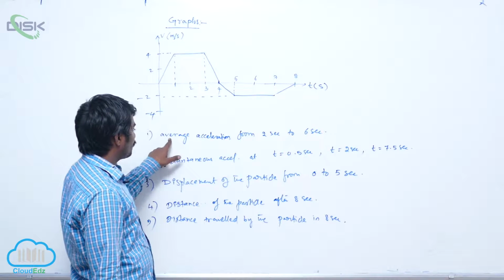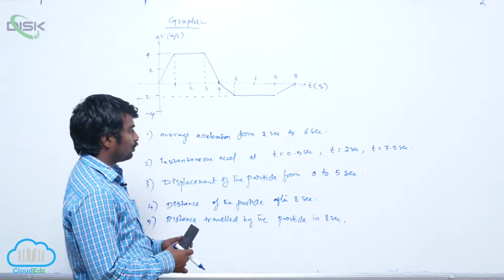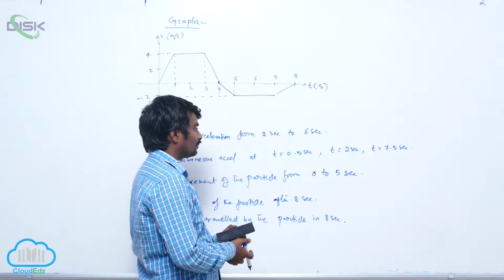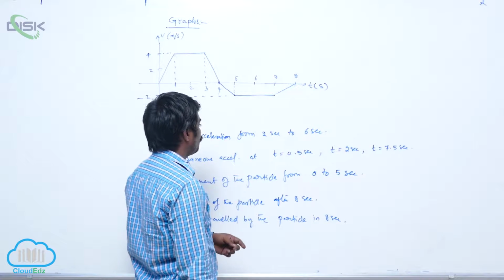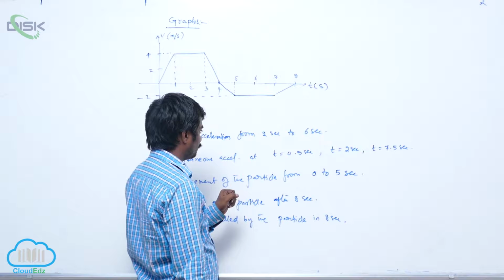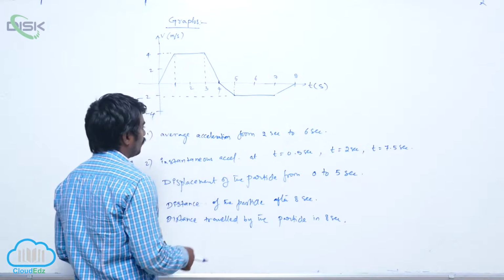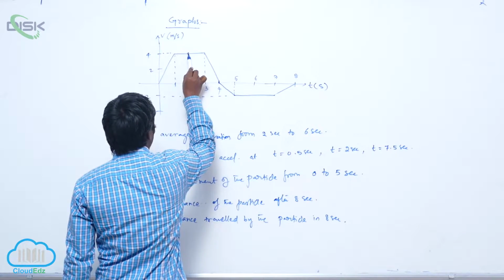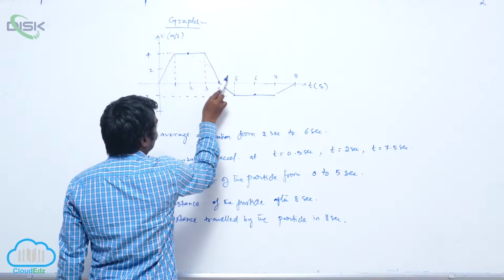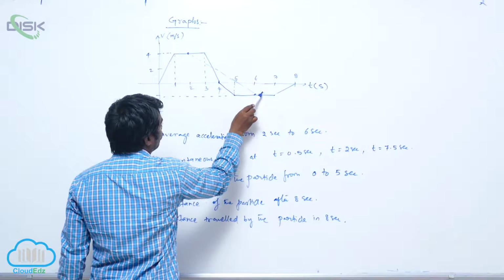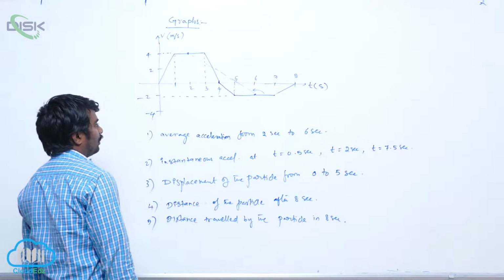Now he asked us to calculate average acceleration from 2 seconds to 6 seconds. That means the slope of the line joining 2 points gives you average acceleration from the VT graph. So 2 seconds means this is the point, 6 seconds means this is the point. So we have to draw these 2 points with a straight line, so it makes an angle greater than 90 degrees with the time axis, so slope will be negative.